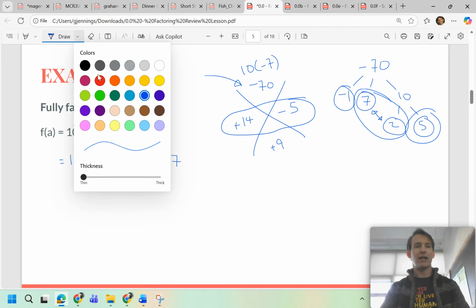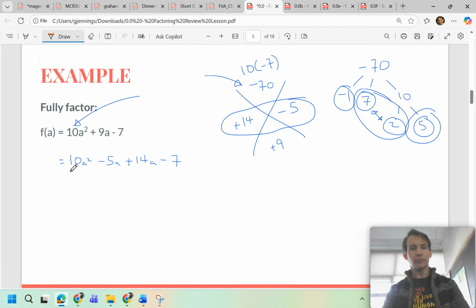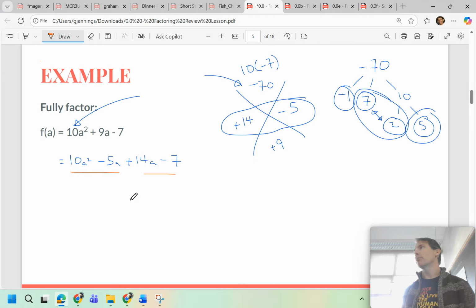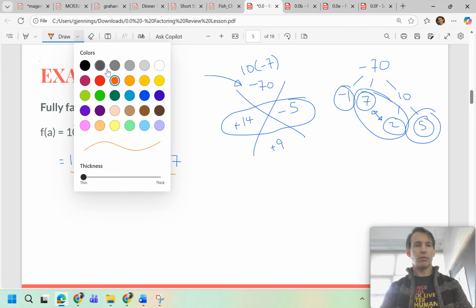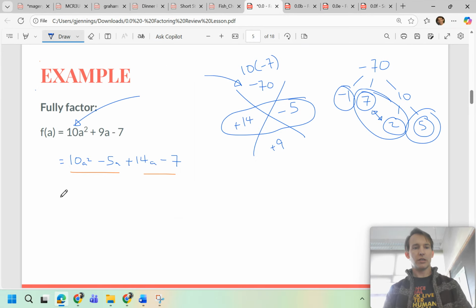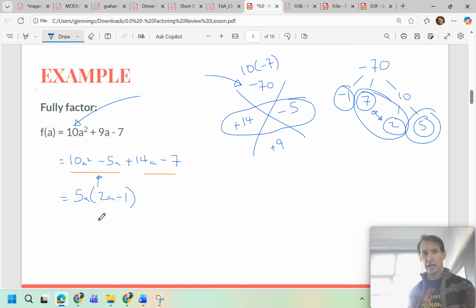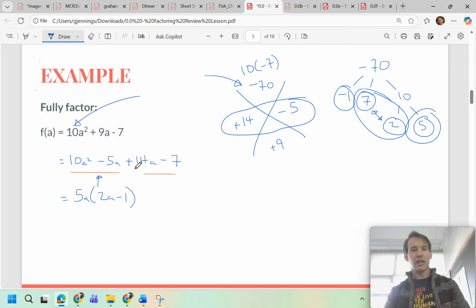Now I go ahead and factor by grouping. So I group those two and I group those two. And I take the common factor out of both. So my first group looks like, oh, I've got a 5a in there. And I would have to multiply that by 2a minus 1 to recreate this grouping of terms up there. And I check my work and it matches. And then the next one, I have a common factor 7. So I'm going to take out 7, and then that's going to be multiplied by 2a minus 1.